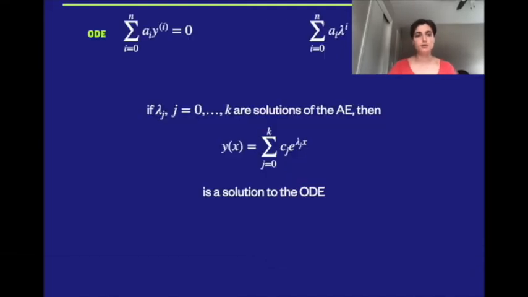So we have drawn a relationship between the ODE and the algebraic equation that I call the characteristic equation. And with the theorem we just saw, if lambda_j are solutions of the algebraic equation, then the sum of c_j, being constants, times the exponential of lambda_j x, is a solution to the ODE. So we are summing all the exponentials of all the solutions of the algebraic equation that we have found, and we are thus creating a solution to the ODE.